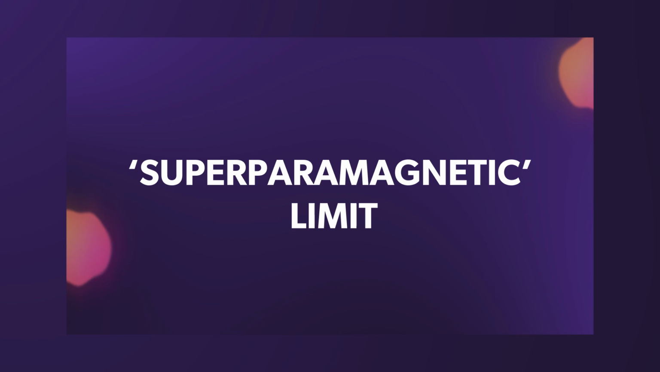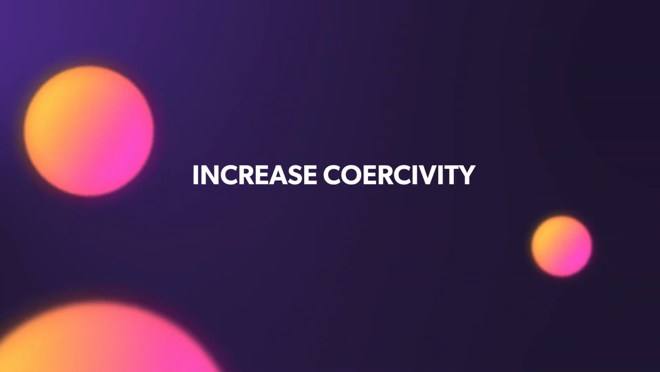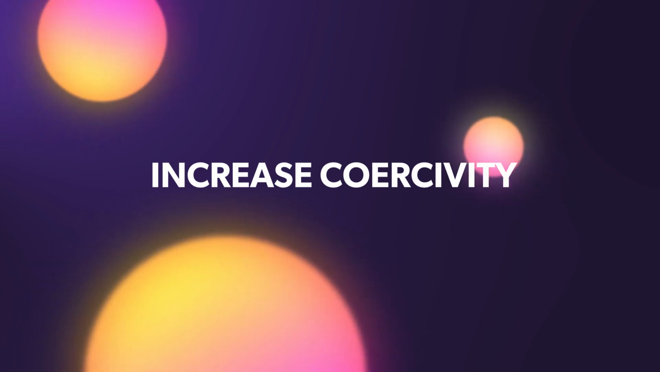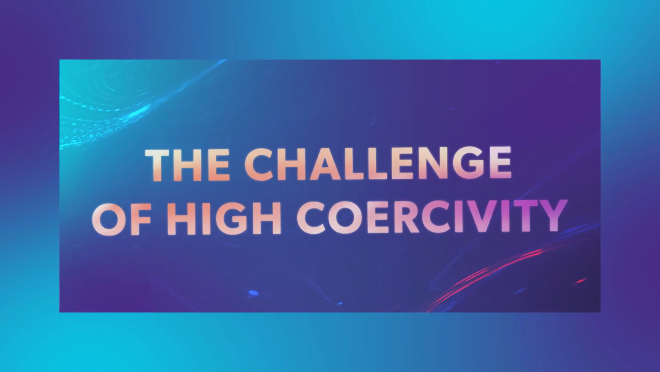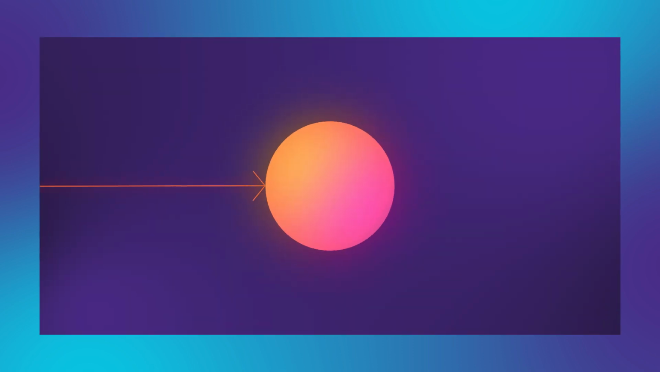superparamagnetic limit. One way to get closer to the superparamagnetic limit is to increase the coercivity of the particles. Coercivity is the ability of a magnetic material to withstand having its magnetic state changed. Small, highly coercive particles won't flip their values at random. But high coercivity brings its own challenges because if the particles resist having their magnetic state altered, you can't store 1s and 0s in the bit cells to begin with.